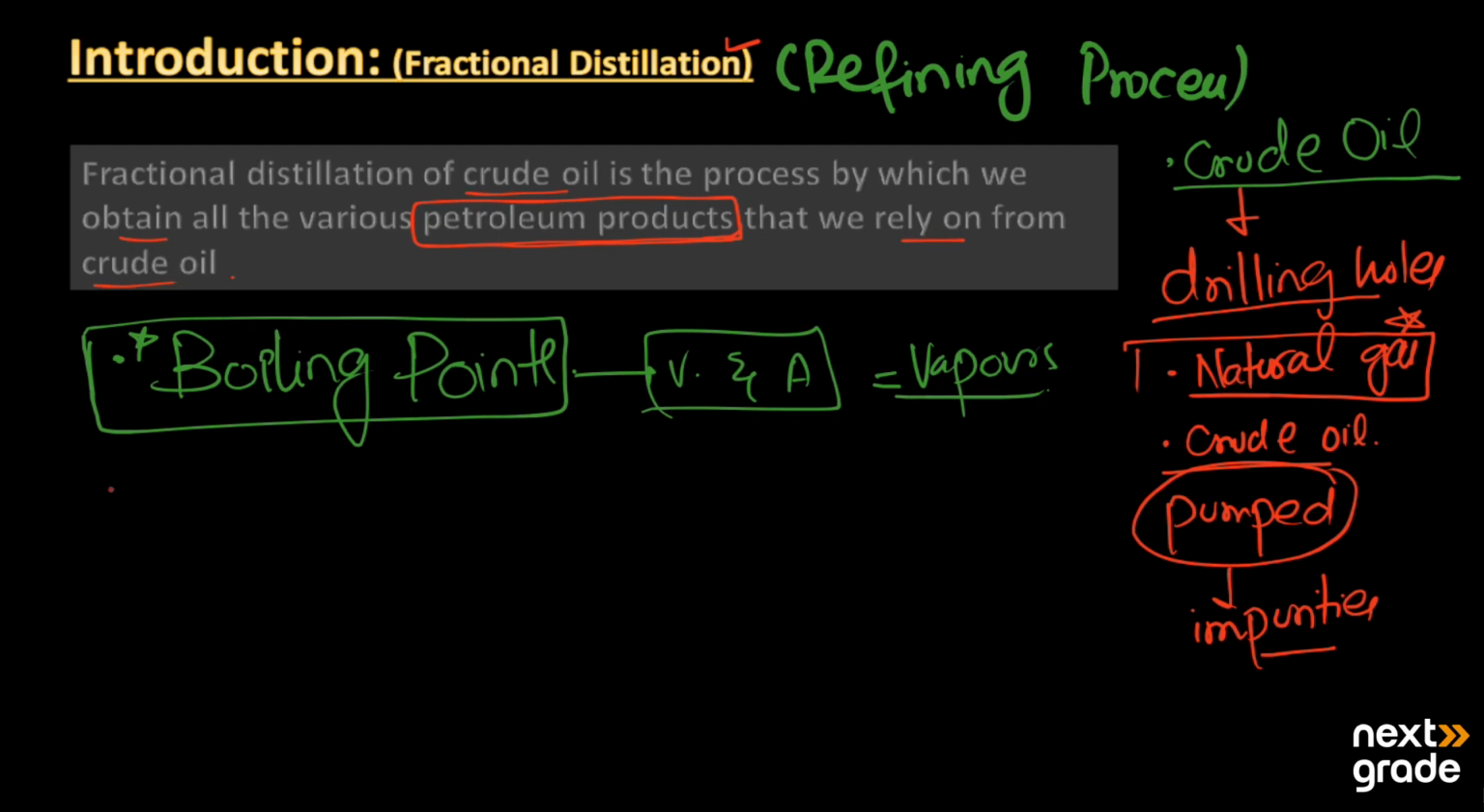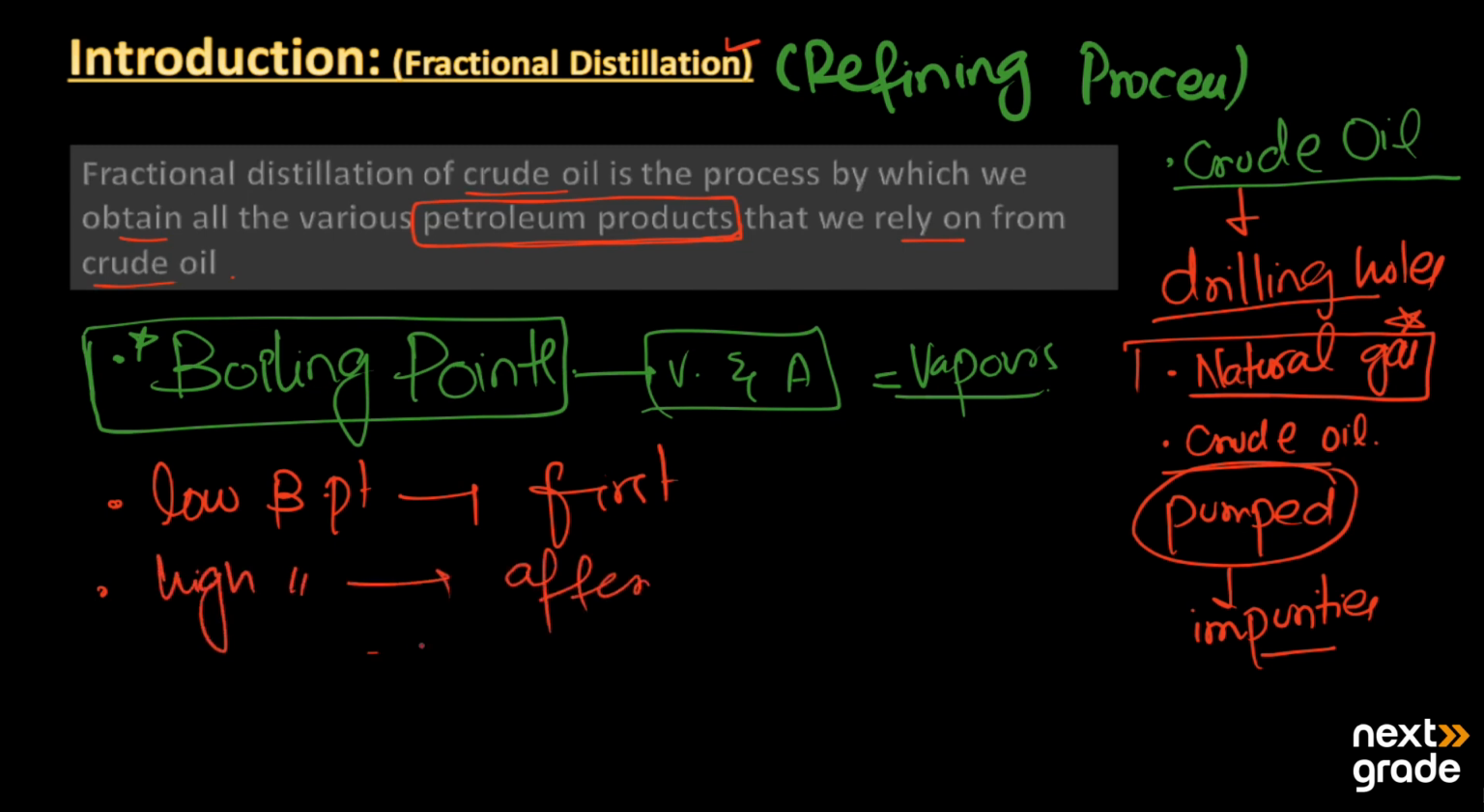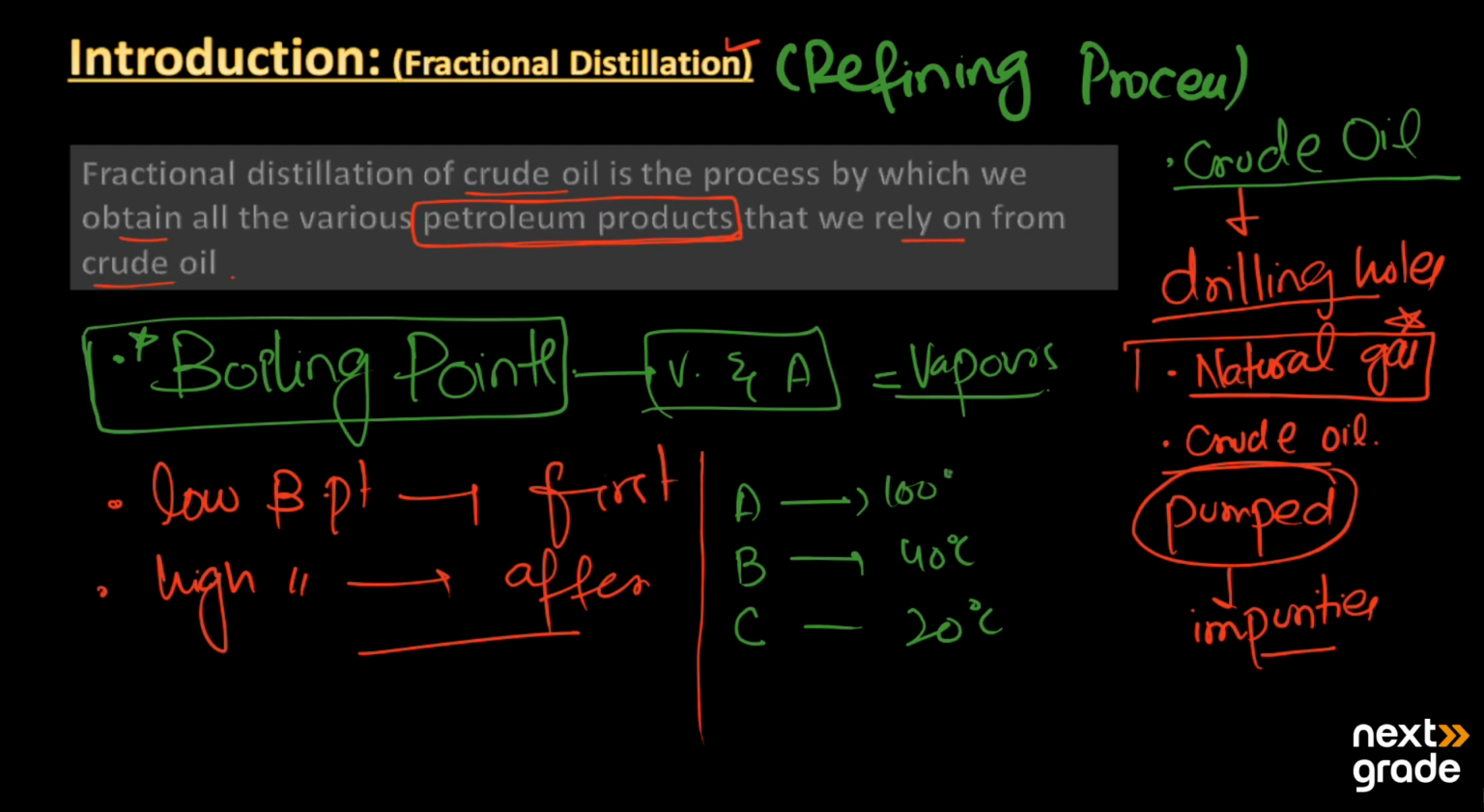Now, all the substances that have a low boiling point will come out first. After this, the other substances that have a high boiling point will come after that. The next fractions have a slightly higher boiling point, and they will come one by one. A simple example: we have substances A, B and C. C has a boiling point of 20 degrees Celsius, B has 40 degrees Celsius, and A has almost 100 degrees Celsius.